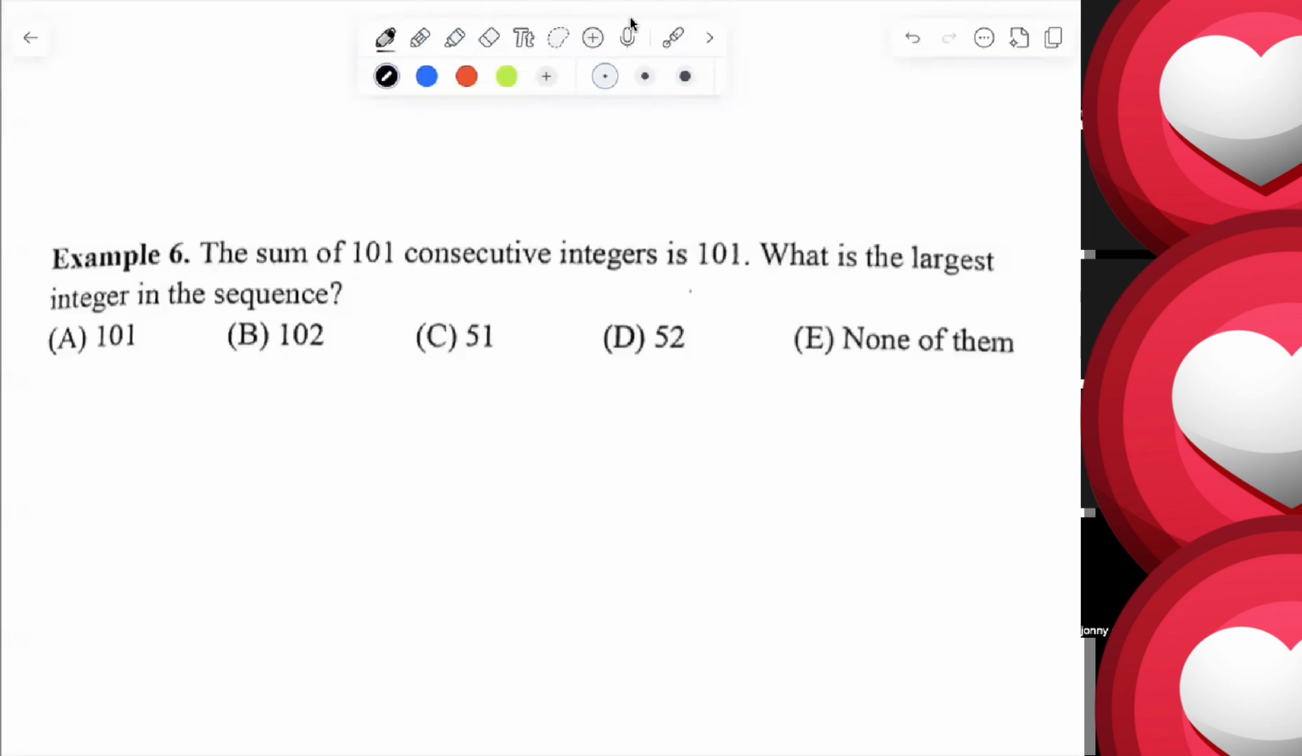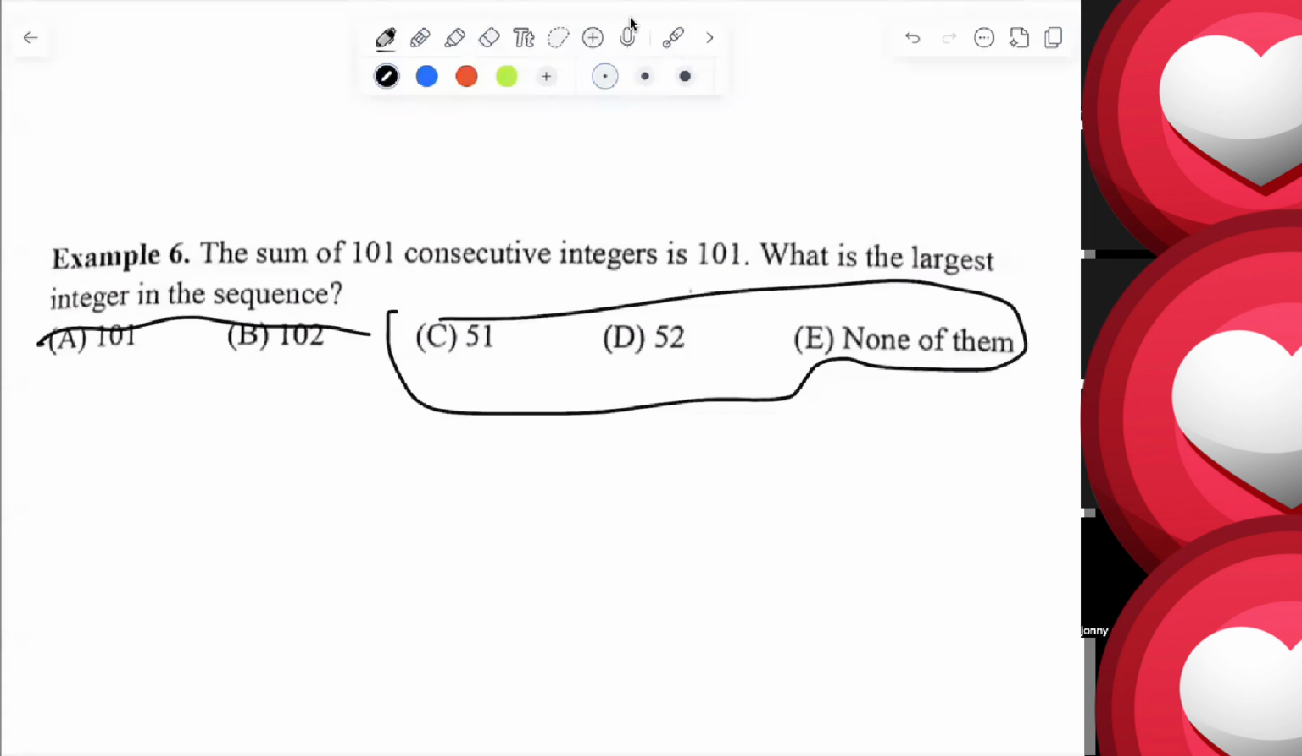As you can see, there are 101 integers to be specific. So what numbers sum to 101? Hmm, maybe 101 is the last number? No, because then the sum of 1 and 100 would be too big. So we know that it's not one of these.